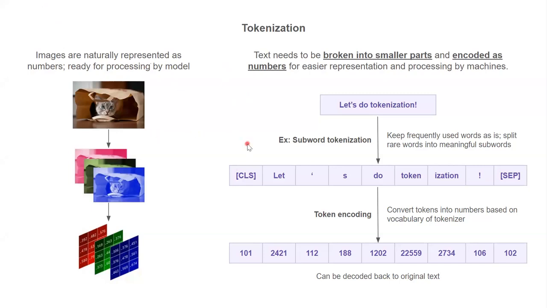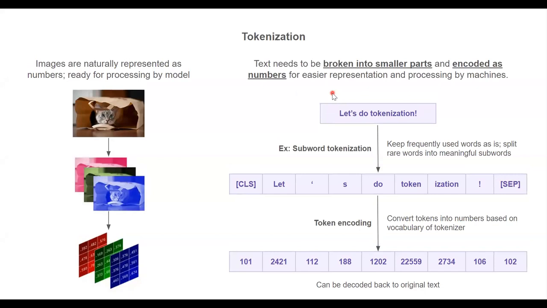Okay. So now on the left, you can see that there is an image and it has RGB 3 channels, red, green, and blue. And the process of capturing image naturally captures them in the form of numbers. So there is a natural and direct representation for images. And this can be fed into the machine learning models as it is. Whereas in case of text, we need to break it into smaller parts, and then encode those smaller parts to numbers. Only then machine learning models or machines can actually process them.